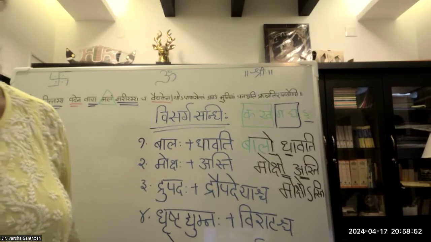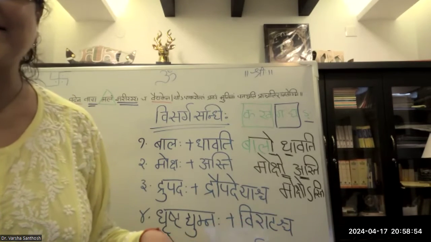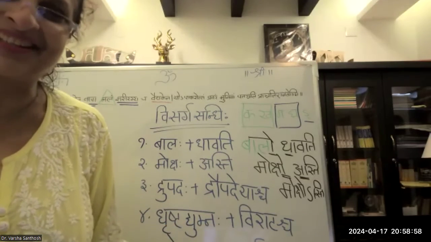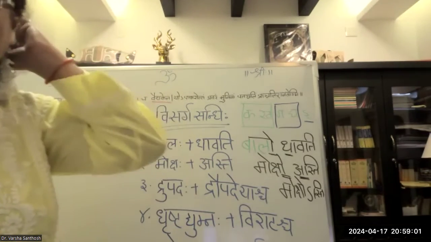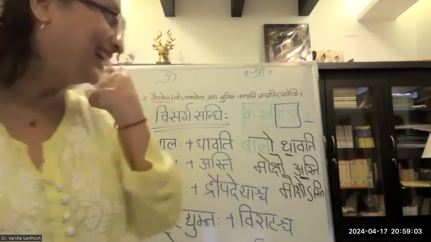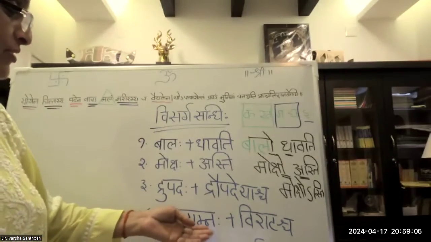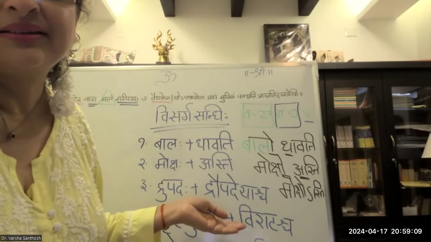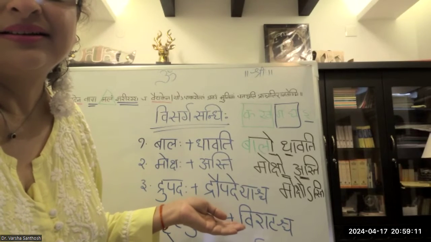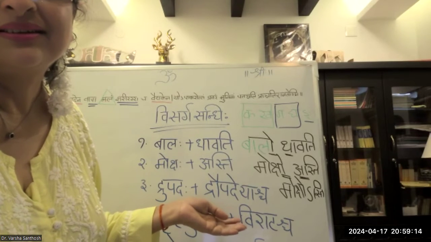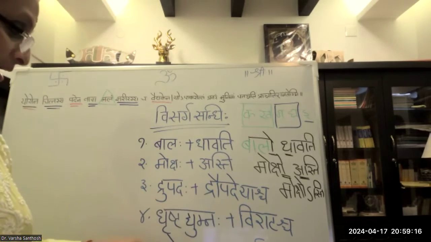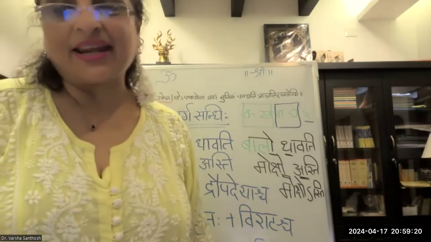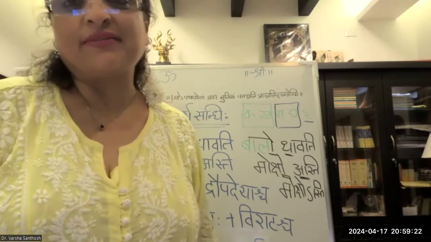Thank you so much. Granthakaras will never make a mistake. So if they have not done it, it means it's not happening. So now we will have to find out why it is not happening. Verse four: Dhrishtadyumno Viratascha Satyakishcha Parajitah. And then Ghosho Bharata Rashtrana. Interesting, right? I hope you all are enjoying Visarga Sandhi.